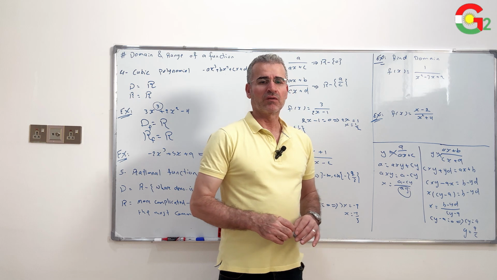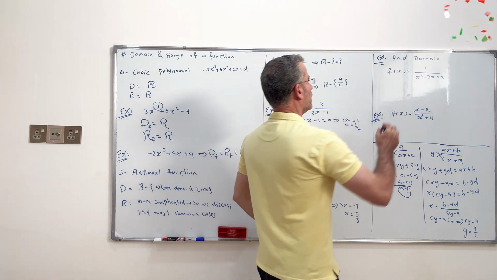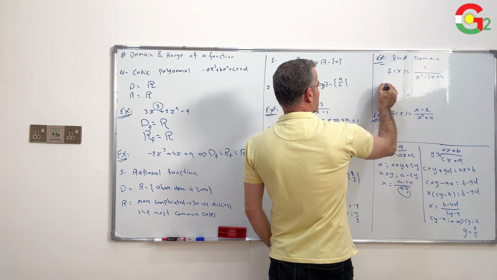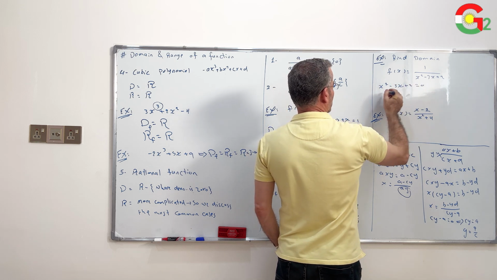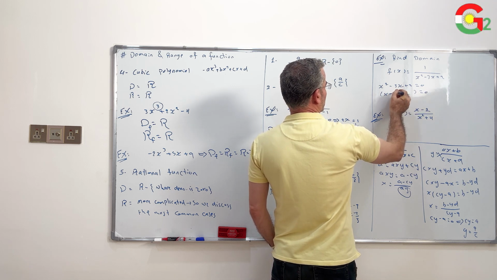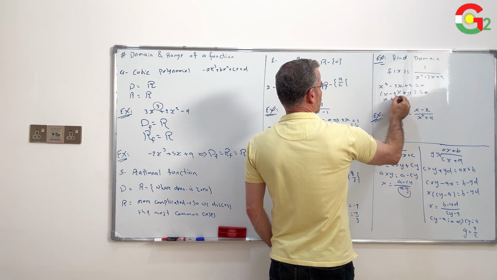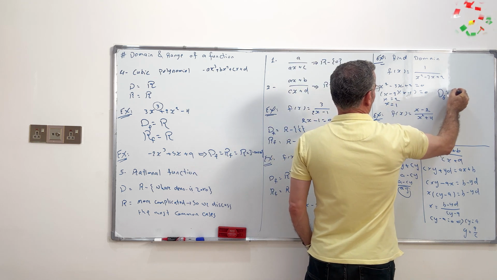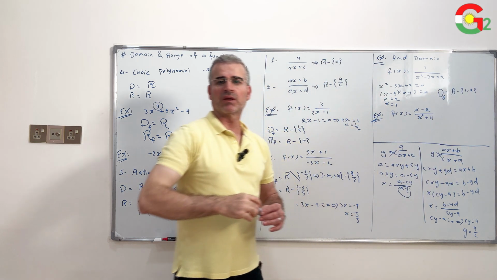Find the domain and range of these, or find only the domain of these functions. The domain is all real numbers except those that make the denominator 0. So I'll solve the denominator to find x equals 2 or x equals 1. Then the domain is all real numbers except 1 and 2, because these values make the denominator 0.